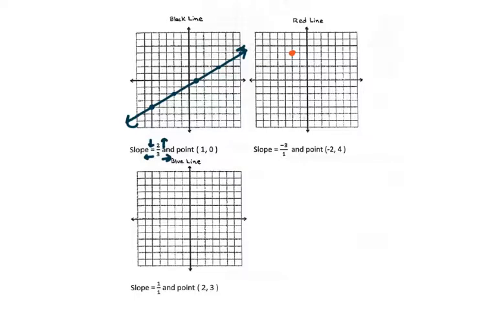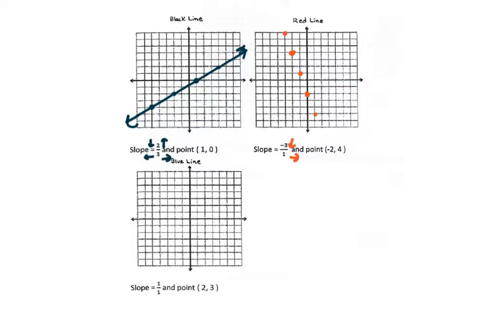That means the negative says down instead of up. Still going to go to the right because the 1 is positive. So, down 3, right 1. Down 3, right 1. And if I were to go backwards, it would be up 3, left 1.